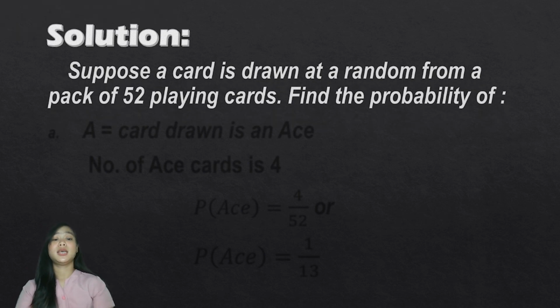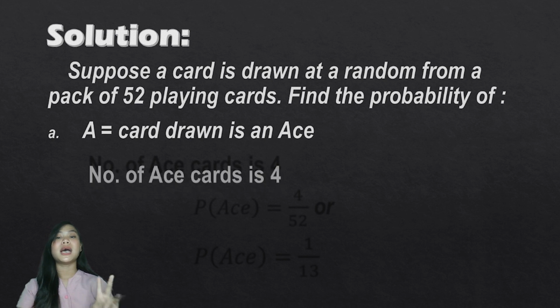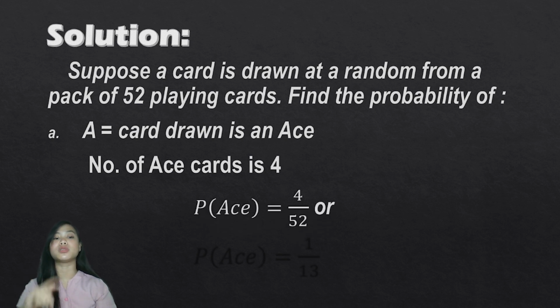So let's solve this example. First, the letter A: the card drawn is an ace. We all know that the deck of cards consists of 4 suits. Each suit, hearts, spades, diamonds, and clubs, has 1 ace. So we have 4 aces in total. So the probability that we can get an ace will be equal to 4, since that is the number of occurrences that the ace will happen, all over 52, which is the number of possible outcomes.